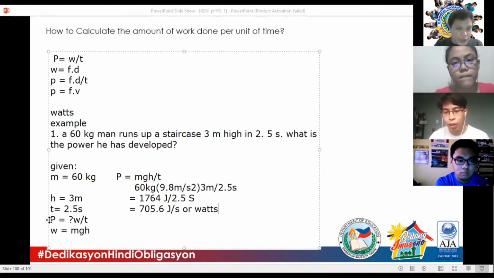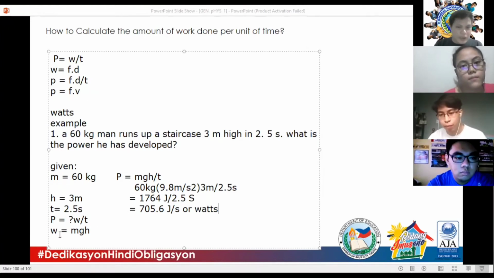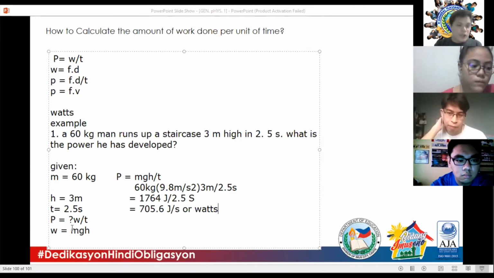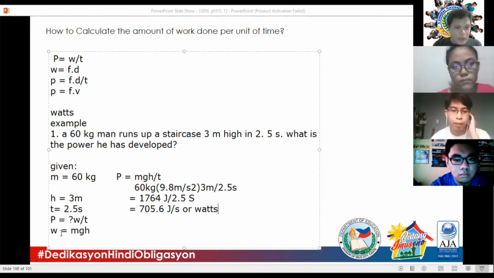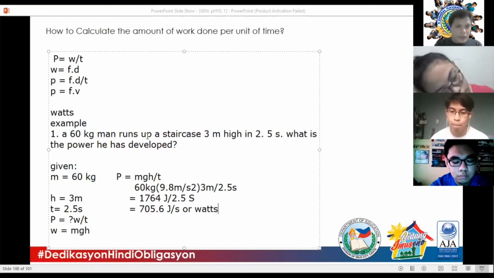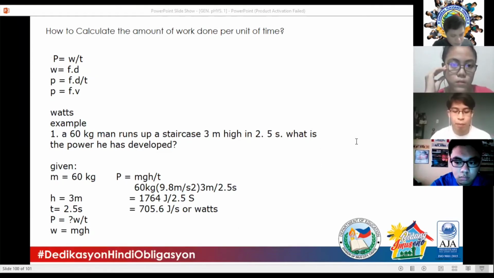muna natin yung work done, di ba? Kinuha muna natin yung amount of work, which is 1,764 joules by using MGH. Yun ba yung tanong mo, Marcos? So kinuha muna natin yung amount of work, kumbaga dalawang beses tayo nag-solve. We solve for work, and afterward, after getting the work done, we solve for the amount of power per unit of time.